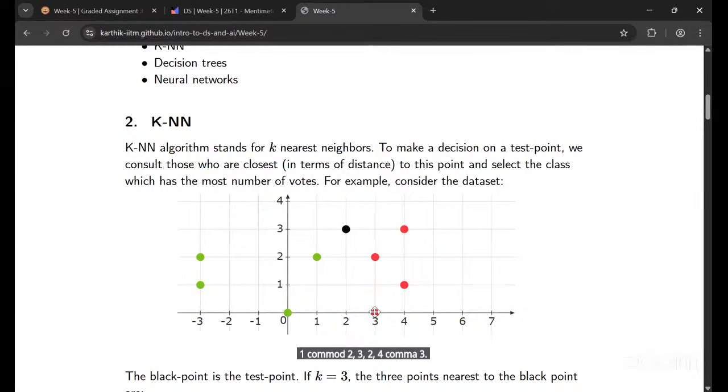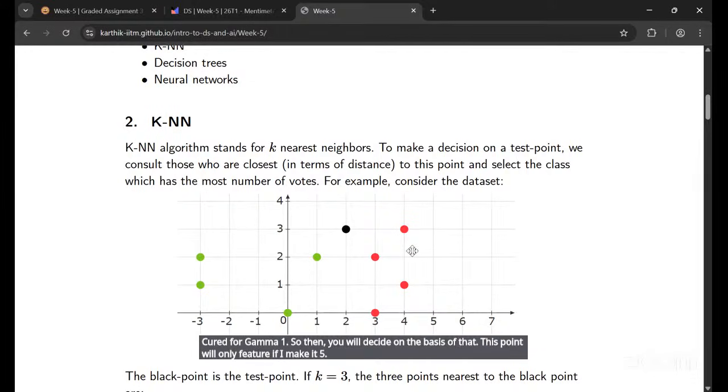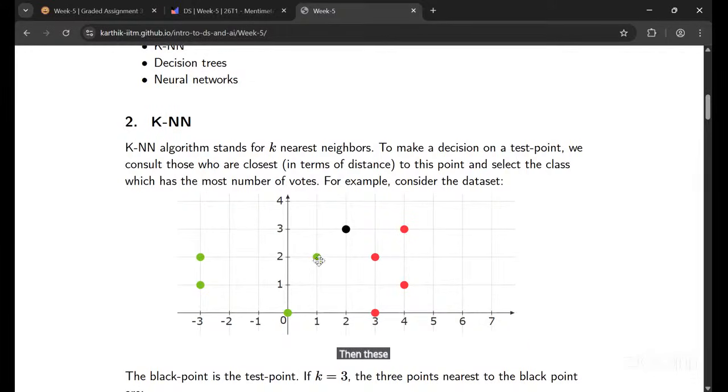Now this point will not be considered, until maybe I change k to 5. Because if I make k equal to 4, then the points that you're going to take are this, and this. Then you will decide on the basis of that. This point will only feature if I make it 5. Then these 5 will become the closest points. And then likewise, I can keep increasing the k.